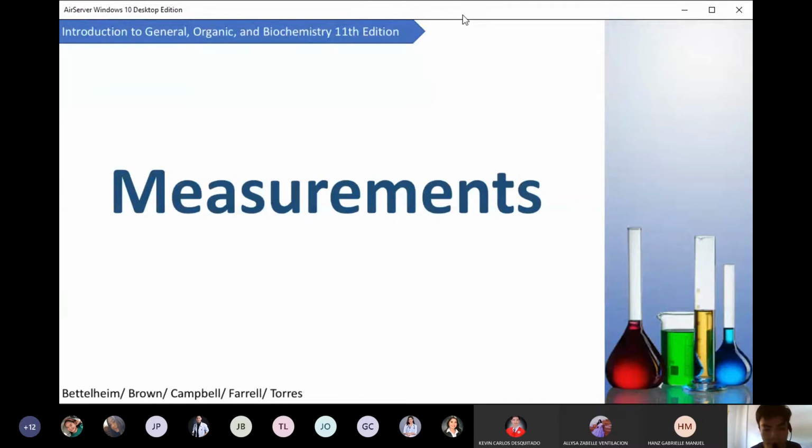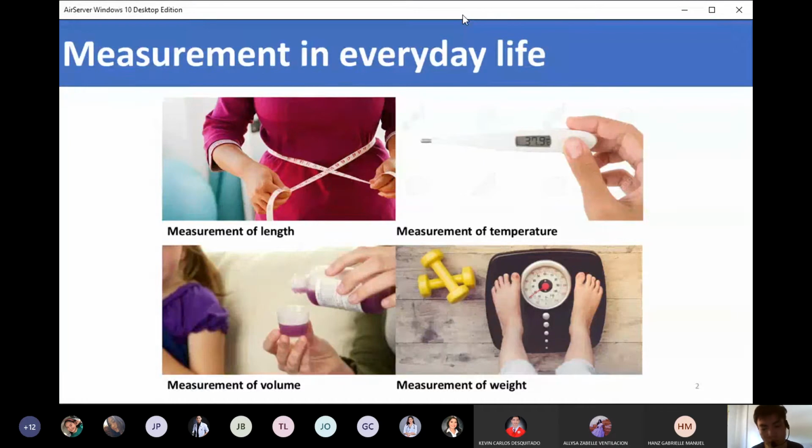Okay, so we do measurements every day naman. Especially yung mga conscious. If, kunwari, nag-exercise kayo, you usually measure your mass, your weight, using a weighing scale. Sa mga nagda-diet, you check your waistline using a tape measure. Pag nagpunta kayo ng malls, you usually check kung ano yung temperature nyo. So, we do this every day, so we should be familiar with this.